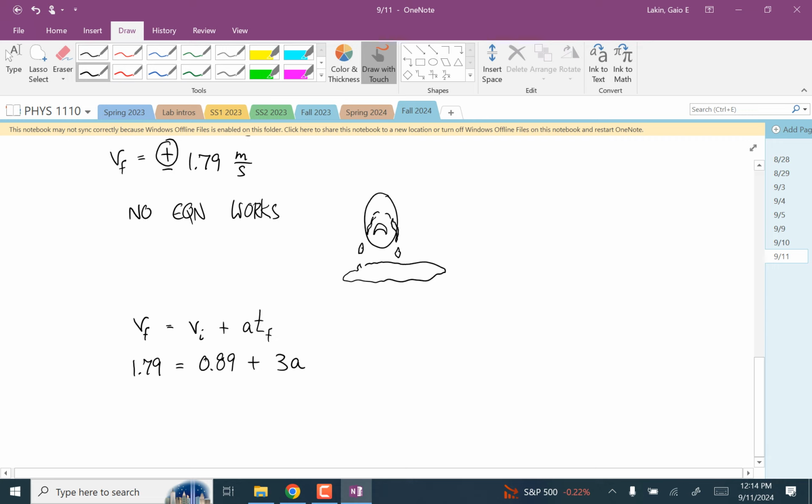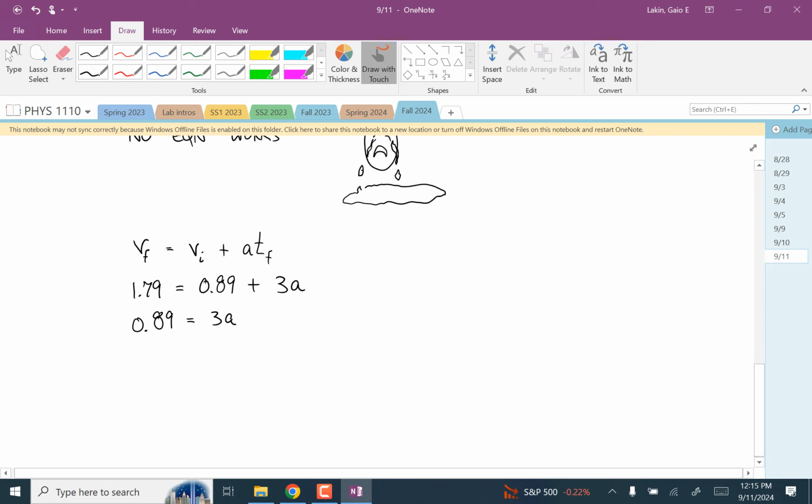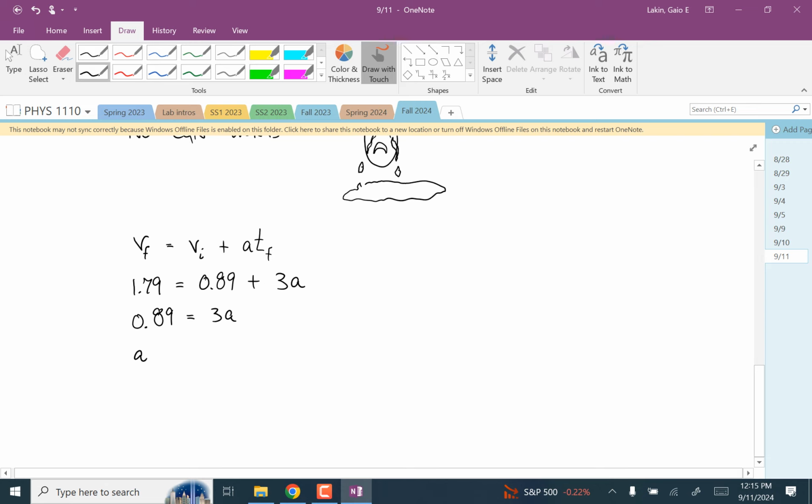We get... Okay, I'm kind of messing around with the units here, but we have something like this. Okay. And so a is equal to 0.30, if you round it, meters per second squared.